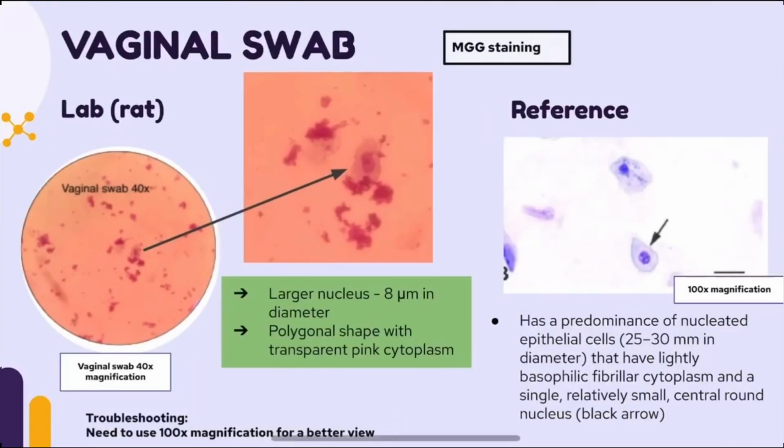Next, we go to vaginal sampling that's stained using MGG. We observe a larger nucleus, 8 micrometer in diameter and polygonal shape with transparent pink cytoplasm. While in cell reference, it has predominance of nucleated epithelial cells that have lightly basophilic fibrillar cytoplasm and a single, relatively small, central round nucleus that's shown by black arrow.